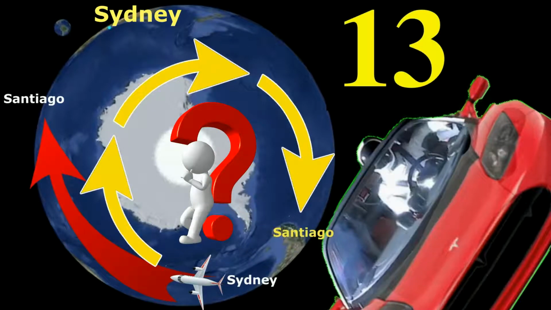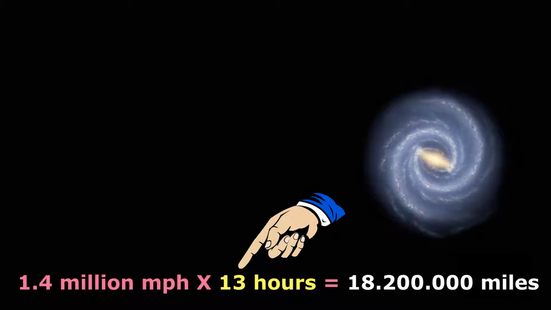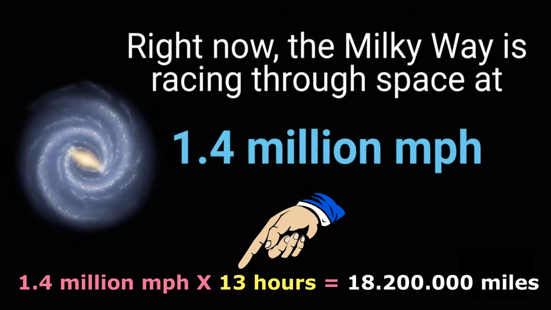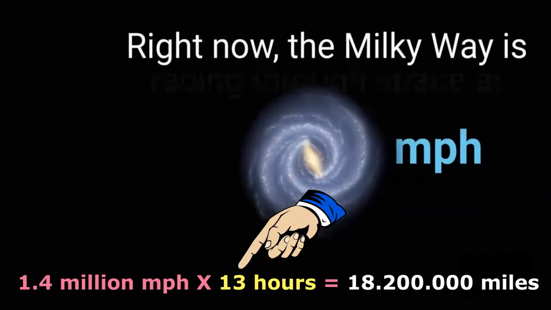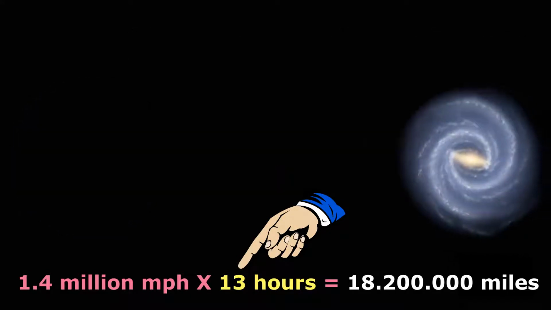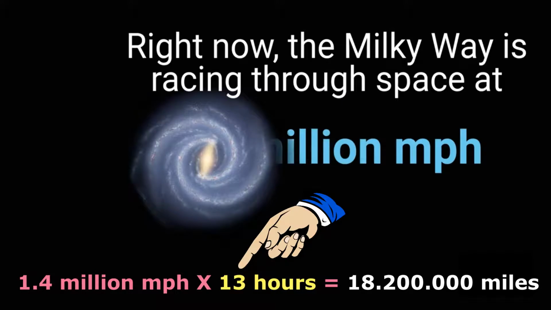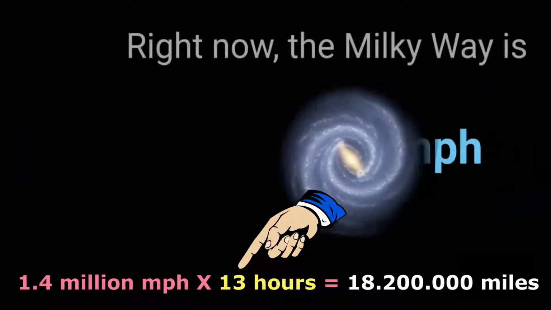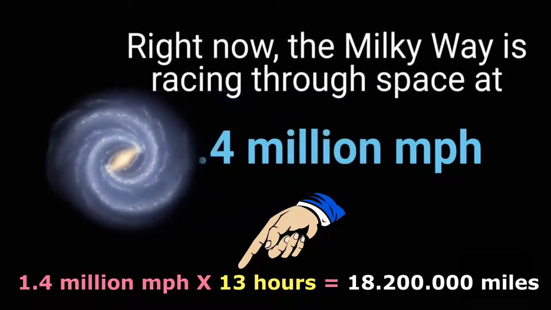So the actual flight path of this airplane after 13 hours equals this. It doesn't really make much sense, but this is what you have to believe happened, according to the heliocentric model. Beyond that, remember that the whole Milky Way is racing through space at 1.4 million miles per hour. If you do the math, 1.4 million miles per hour times 13 hours of flight, at the end of this flight, this airplane moved through space 18,200,000 miles.